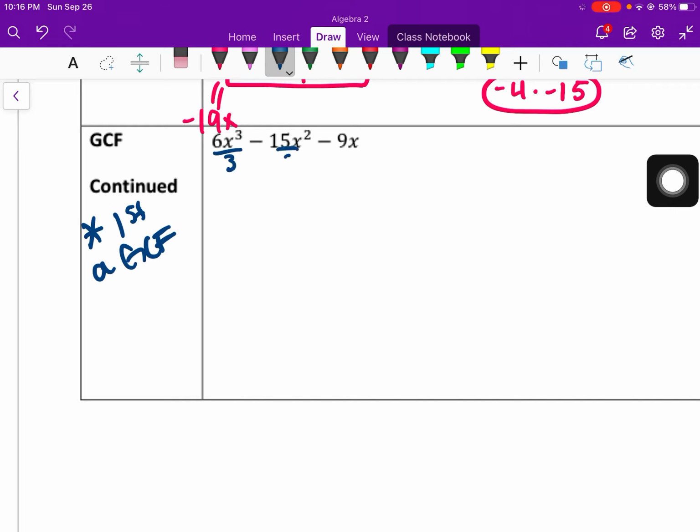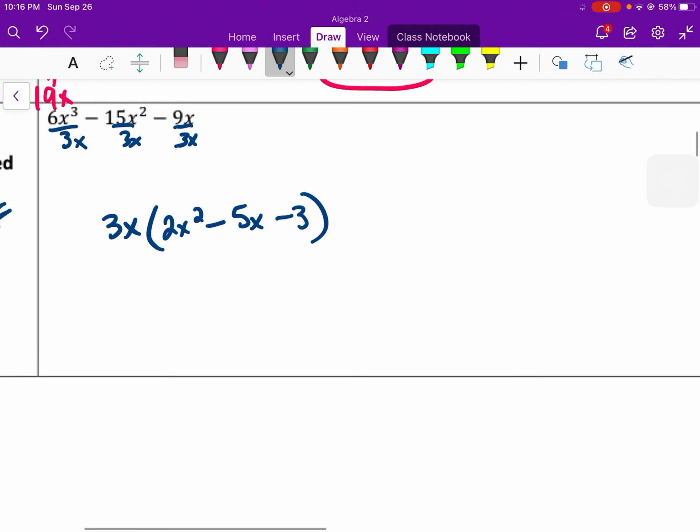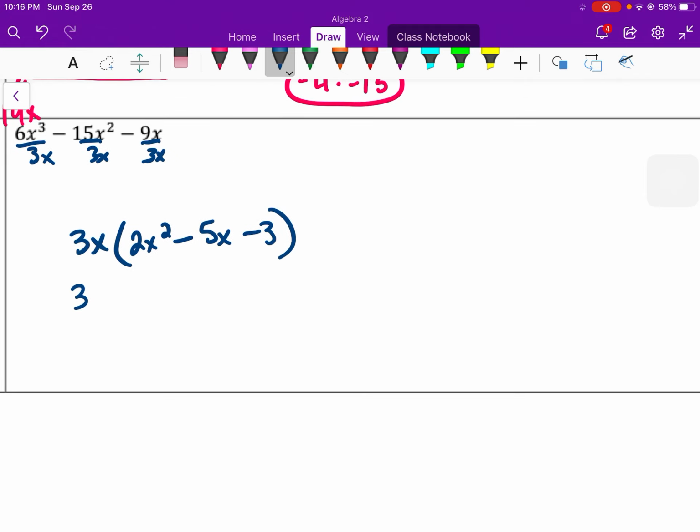So 6, 15, and 9 are all divisible by 3. And then notice we have an x cubed, an x, and an x squared, so I can take out an x. If I divide that out, it's going to go out in front of my parentheses. That's going to leave me with a 2x squared for my first term, minus a 5x, and then minus a 3. So then I'm going to see if I can factor this any further.